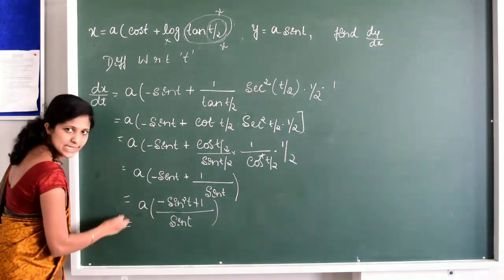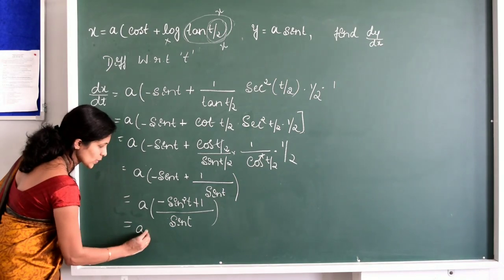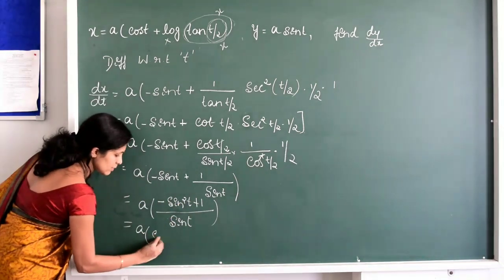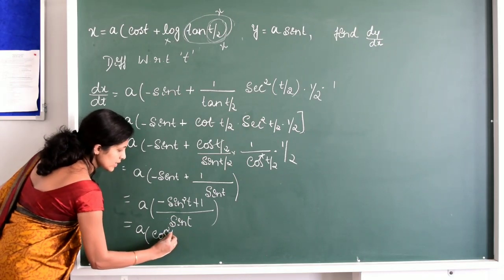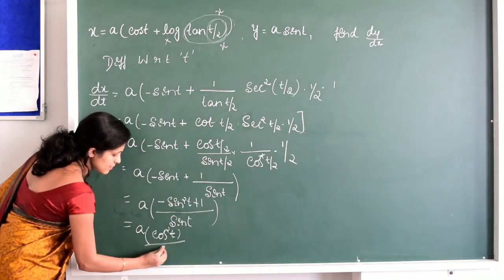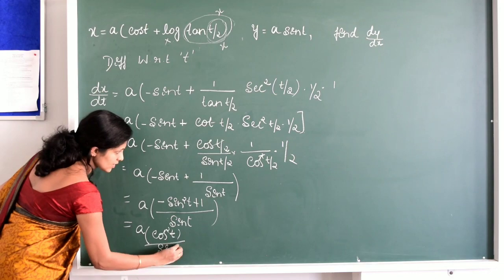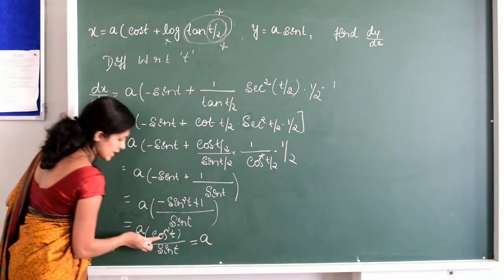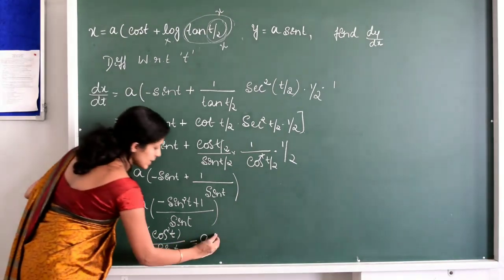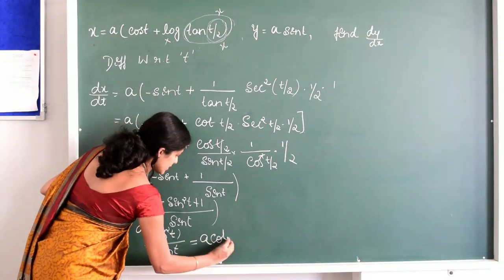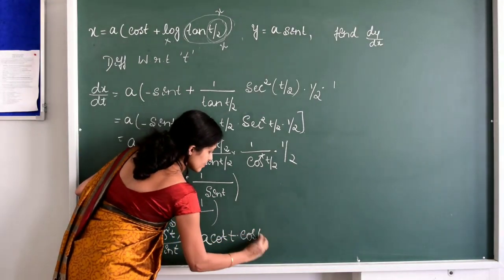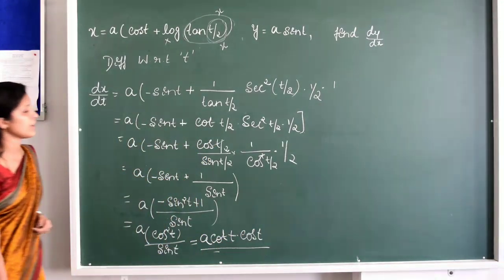What is 1 minus sin square t? It will be cos square t, right? Cos square t plus sin square t will be equal to 1. So 1 minus sin square t will be equal to cos square t, divided by sin t. So this is equal to a into cos by sin, which is cot t, into cos t as it is. So this is now dx by dt.